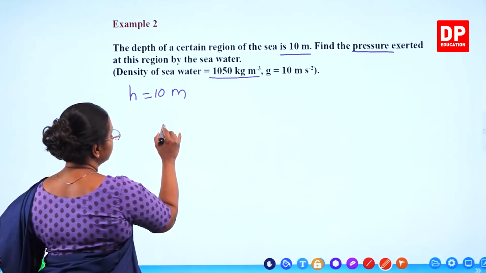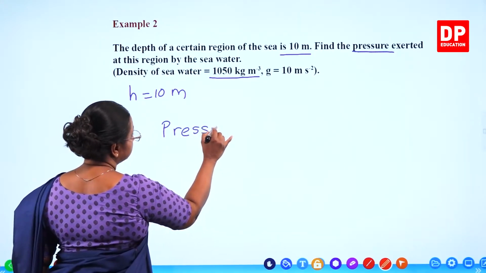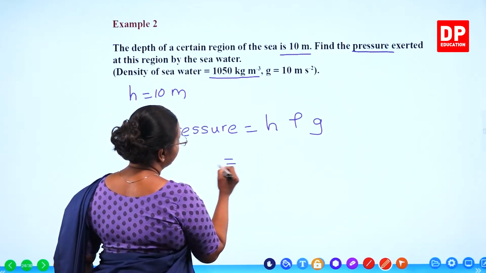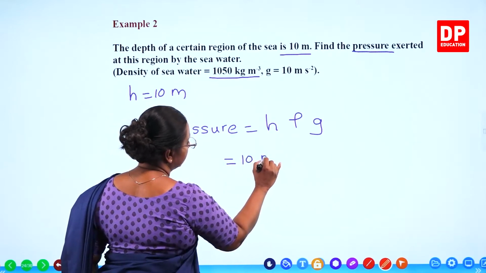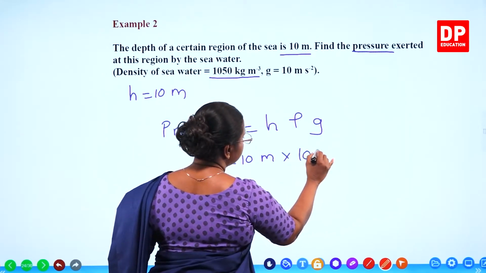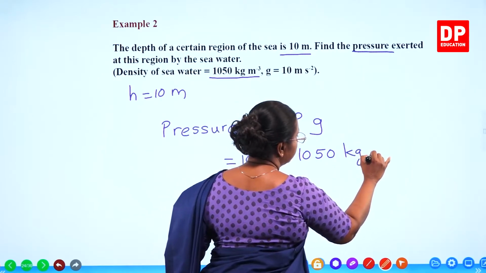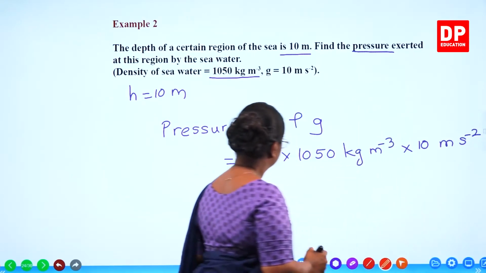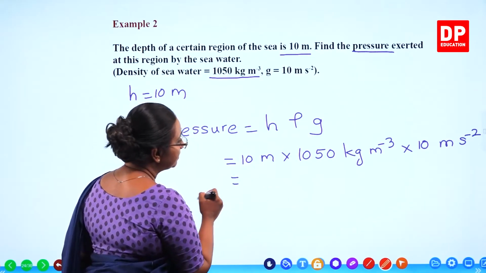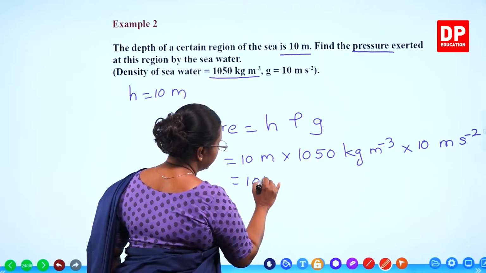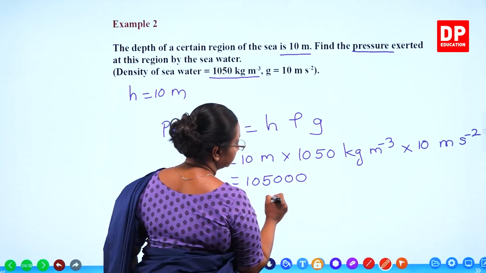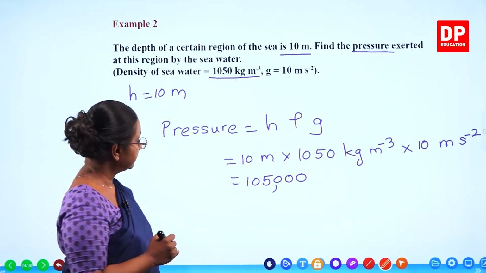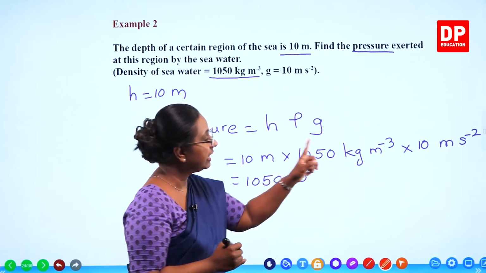So, again, you use the same equation. Pressure equals H rho G. So, what is H? 10 meters. But the density is different: 1050 kilogram per meter cube, and G is 10 meters per second square. So, if you multiply, it is going to be 105,000 Pascal. Is that okay? 1050 into 10 into 10.